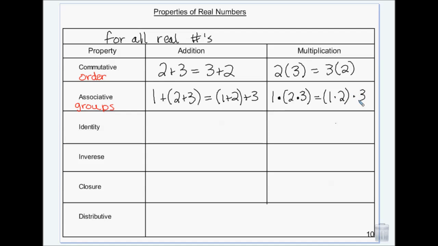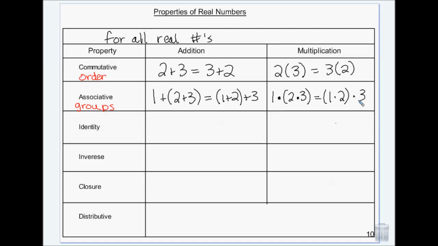Same thing with multiplication. 1 times 6 is the same thing as 2 times 3. And like I said, any numbers can be substituted in for those. It's just still going to be true. Okay.